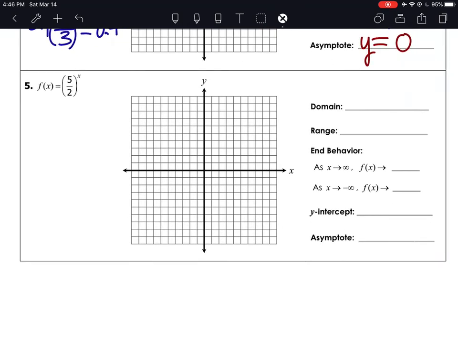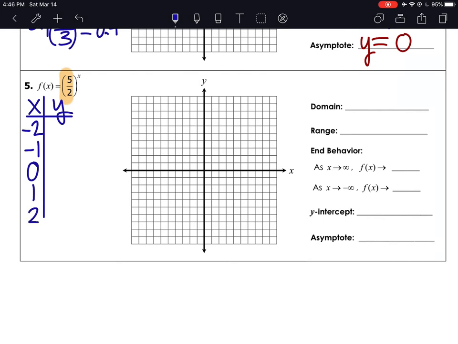And now for number 5. Number 5 is a tricky one. You just have to look at your b. Notice that 5/2 is actually greater than 1. So they were trying to trick you on this one. This will be an exponential growth function. So here we go again with -2, -1, 0, 1, 2.